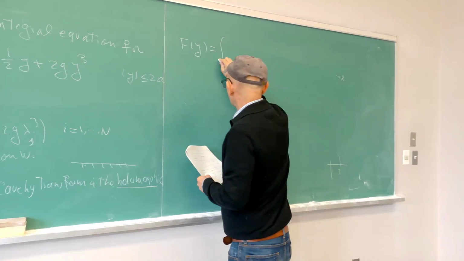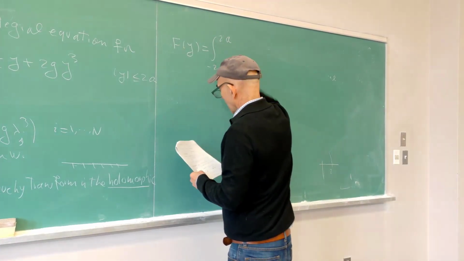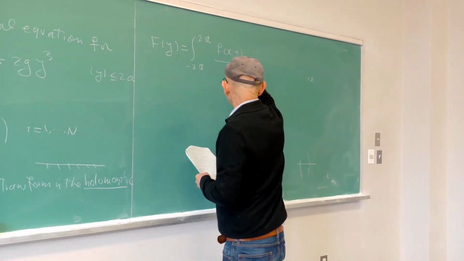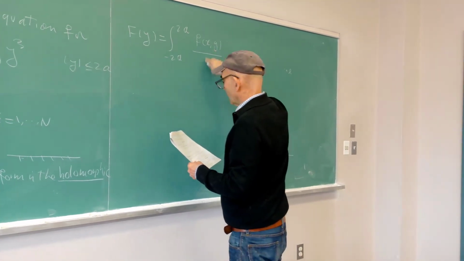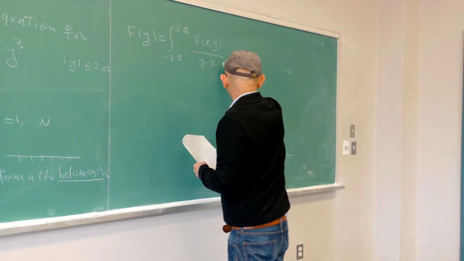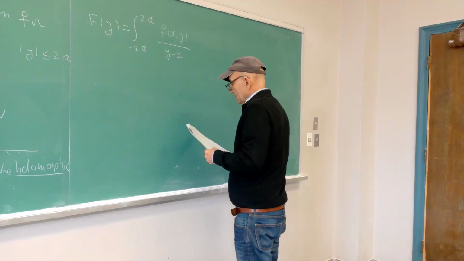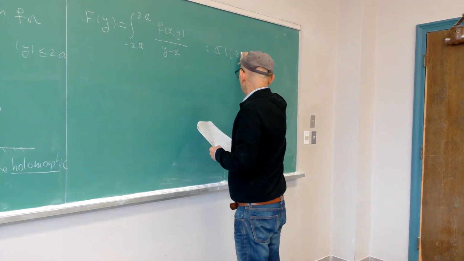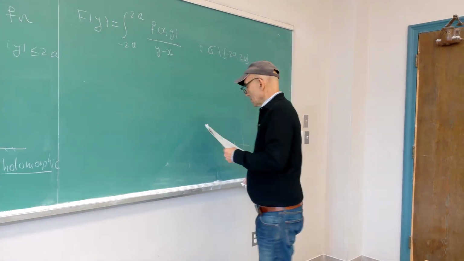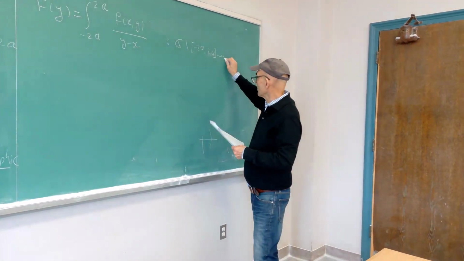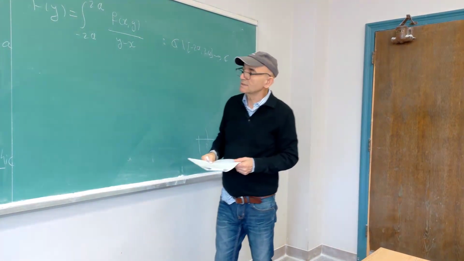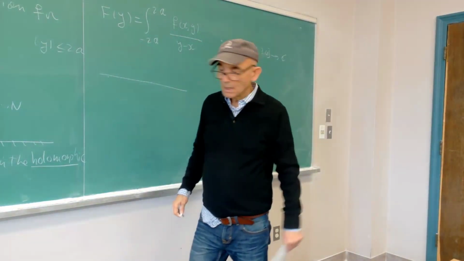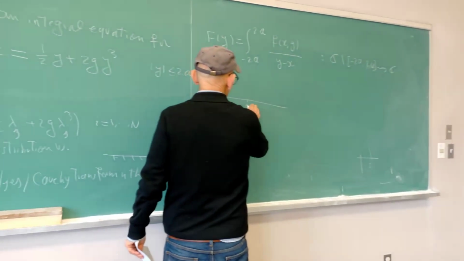Equal to the integral from minus 2a to 2a of f of x, g, where g is just a parameter for now, over y minus x. Now this certainly goes from c minus 2a and 2a to c. So let's see what's going on. So we have this interval, right? And this is the support of the thing.